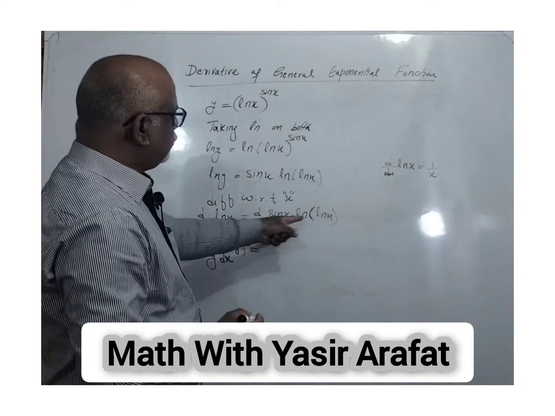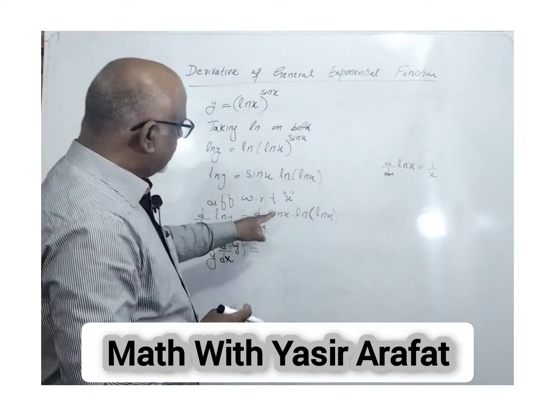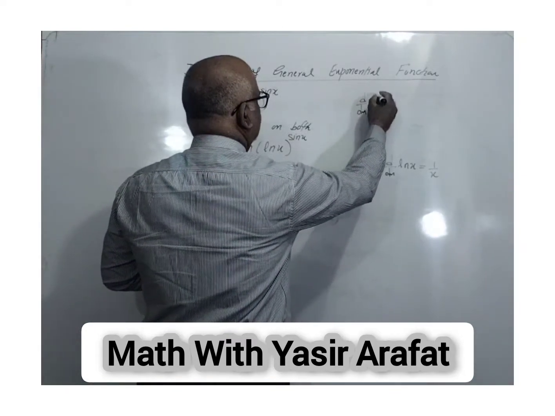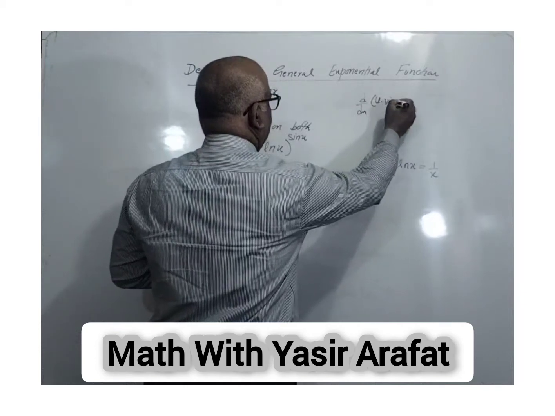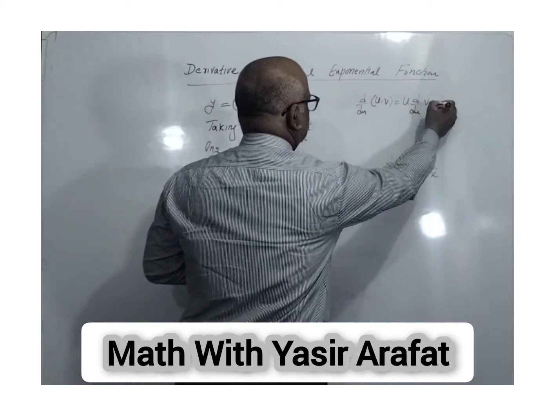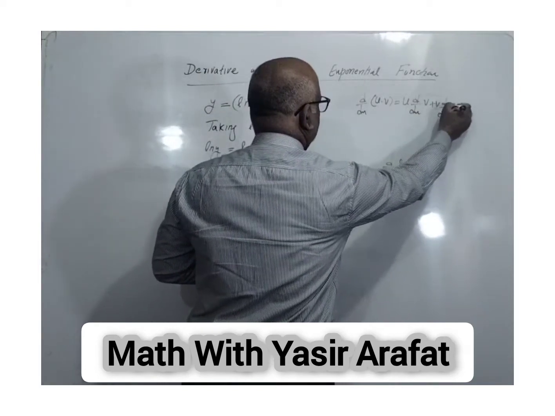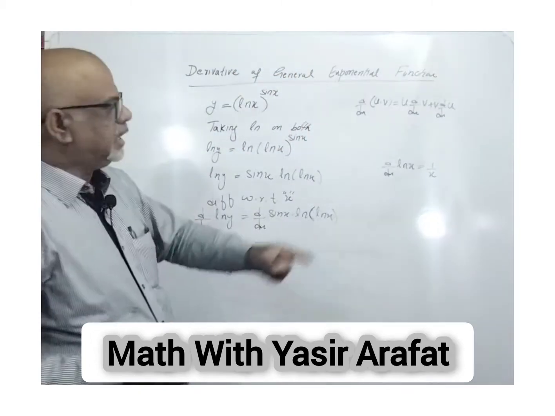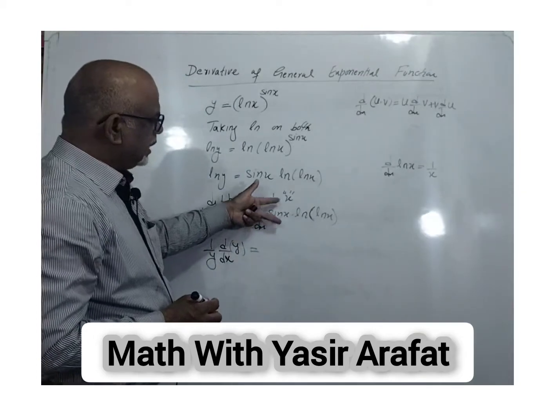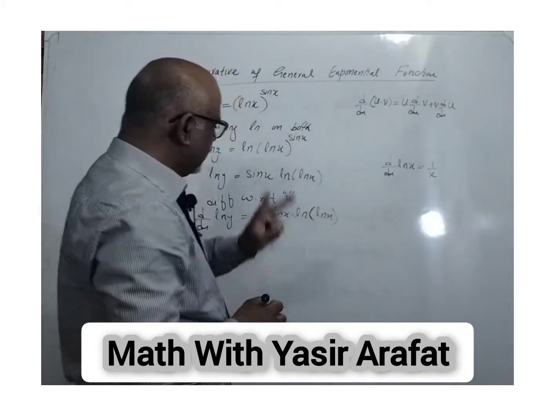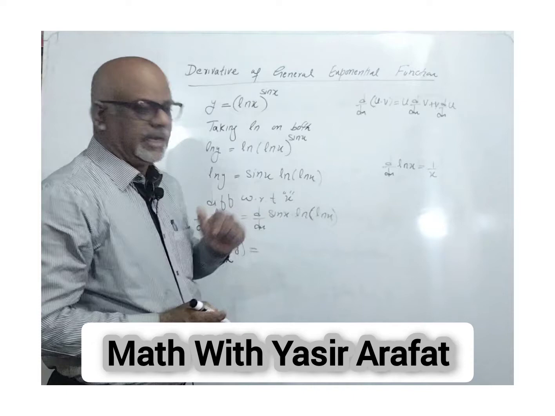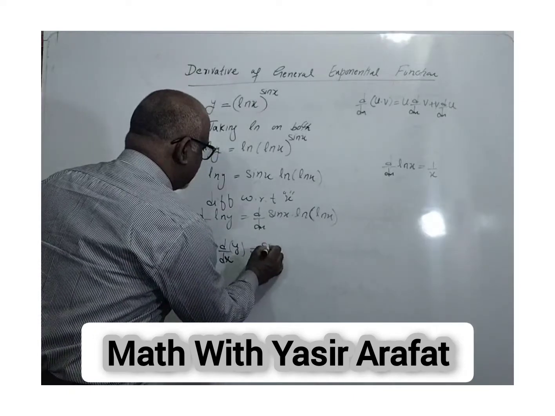And here we have two functions in product form. So here we have to apply the product rule, that is derivative of u into v: u as it is, derivative of v, plus v as it is, derivative of u. When two functions are in product form, then we have to use the product rule. So here u means sin x and v means ln of ln x. One function is sin x and the other one is ln of ln x.